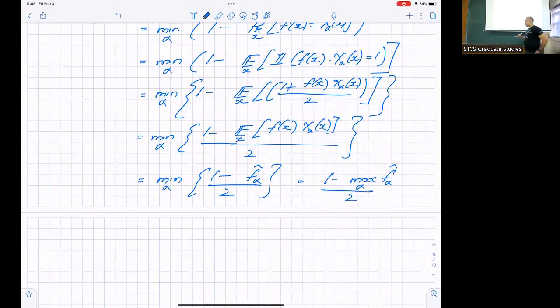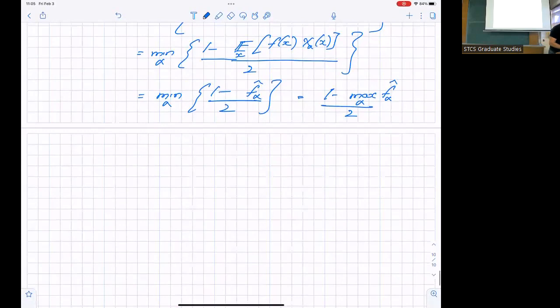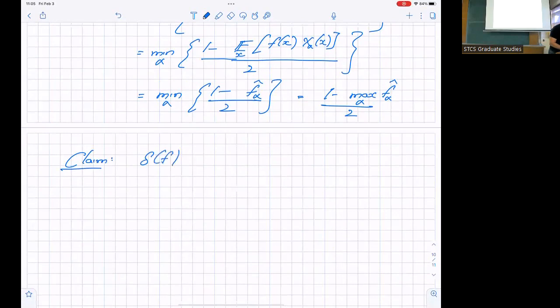So you write the function in its Fourier basis, find the Fourier coefficient which is largest, not in magnitude, it's not an absolute value, just the largest Fourier coefficient, and that one tells you which is the closest linear function. That makes sense because the chi alphas exactly correspond to the parity functions. So that's the summary of all of this. Take two more minutes and we finish. Hence, the claim we have now is that delta f is exactly 1 minus max over alpha of f hat alpha by 2.